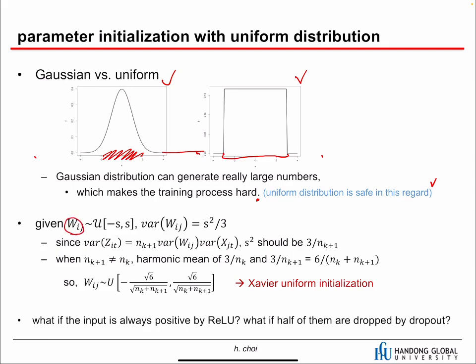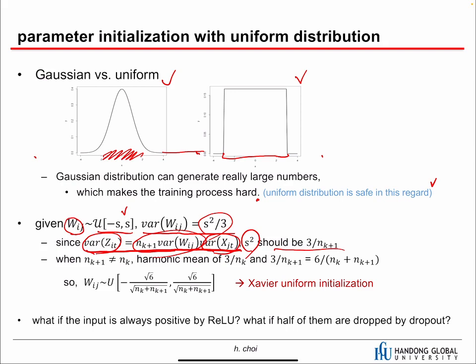If we initialize the parameter from the uniform distribution from -s to s, this is the range of this uniform distribution, and then the variance of this parameter will be s squared divided by 3. So this is the variance. And as you know from the previous slide, we have the same equation. The variance of z should be the same as this one, so this one should be 1. So the variance of wij should be 1 over n_{k+1}. Then s squared should be 3 over n_{k+1}.